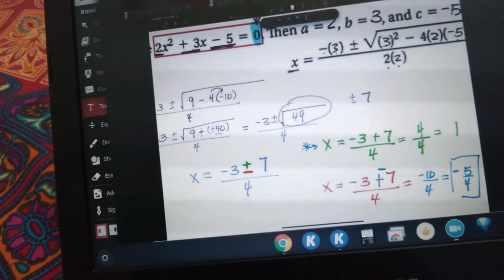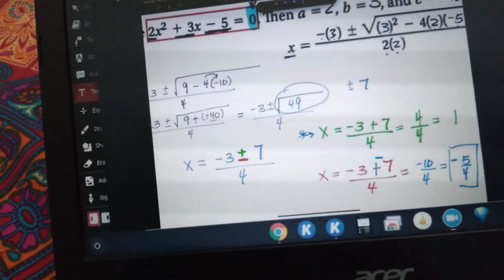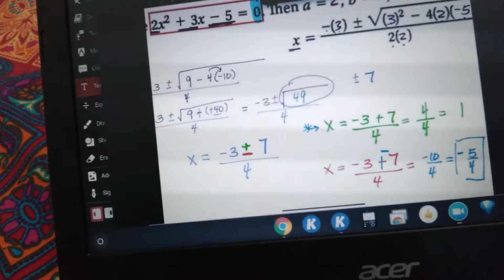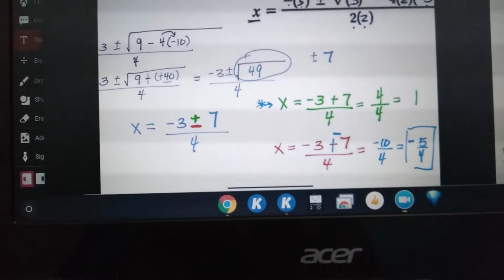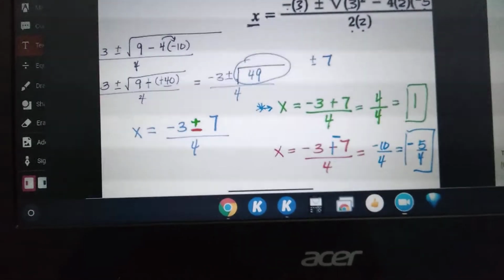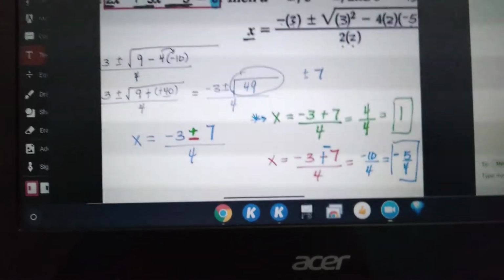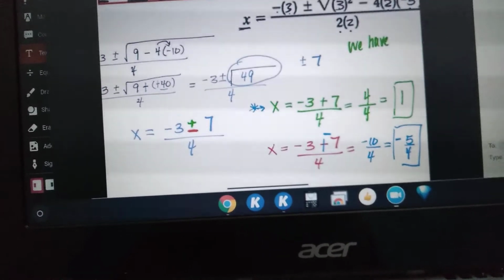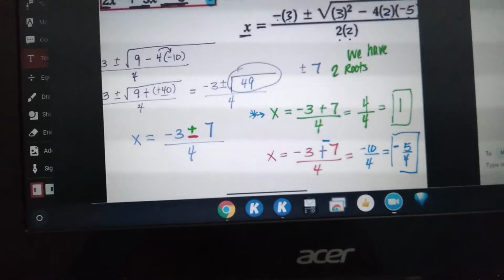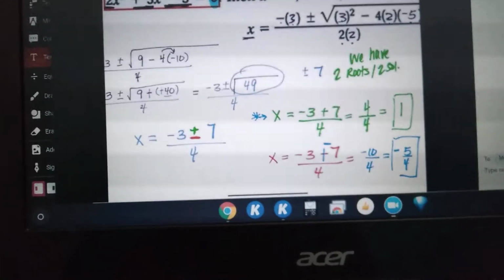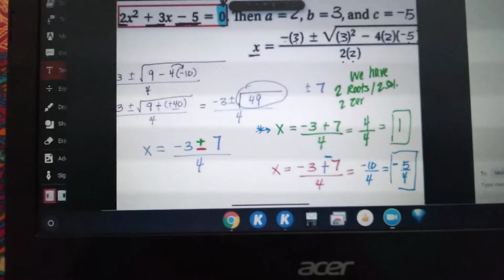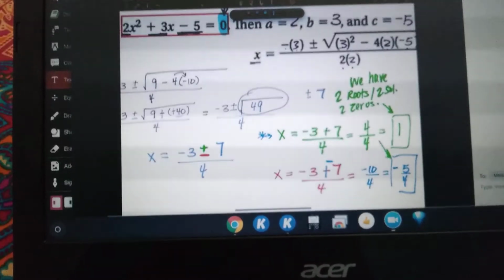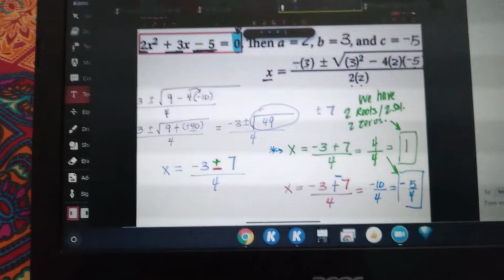Maimuna, did you follow that everything is being divided by 4? Yes? Did that clear it up for you? Good. So here are my two answers. Everybody capisce? So we have 2 roots, 2 solutions, 2 zeros, and they are located at x equals 1 and at x equals negative 5/4. Everyone understand?